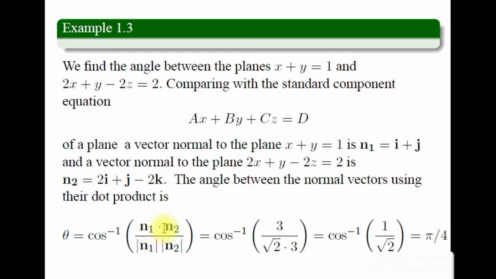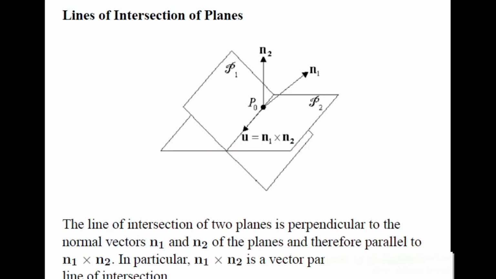So n1 dot n2 becomes 1 into 2, that is 2, plus 1 into 1, so 3. The rest is 0 times negative 2, which is 0. So we get 3. What is the absolute value of n1? It is the square root of 1 square plus 1 square, so root 2. The absolute value of n2 is the square root of 2 square plus 1 square plus 2 square, that is the square root of 9, which is 3. So this simplifies to cos inverse of 1 by root 2, which is equal to pi by 4.